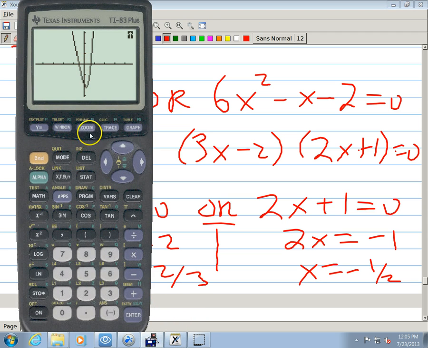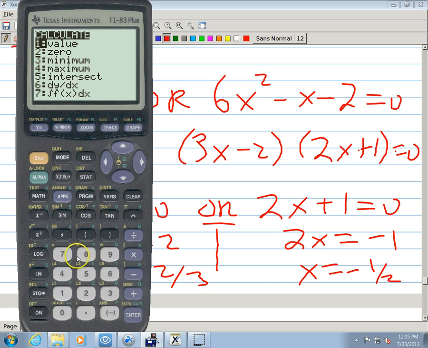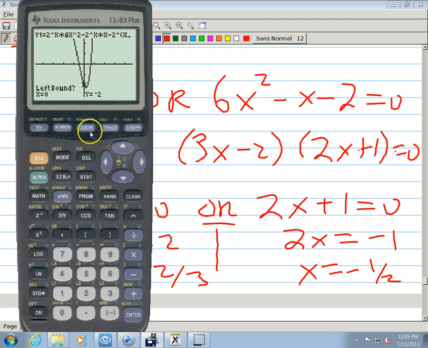Let's find out. Super trace, 0, and whichever one is closest. Well, no, left bound. Okay, so left bound, let's go a little bit before it. Enter, a little bit after it. Enter, and that's supposed to be the negative 1/2. Let's see. Enter again, don't bother to guess. Negative 0.5? Yep. Ooh, exact. Nice. And so the y is 0 when x is negative 0.5, or negative 1/2.